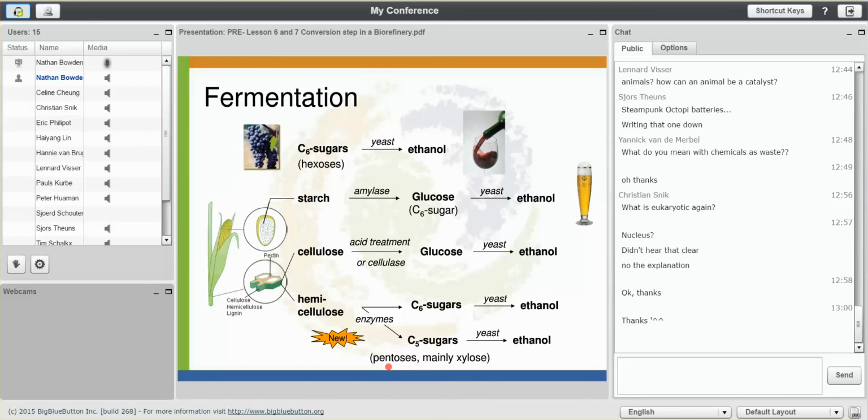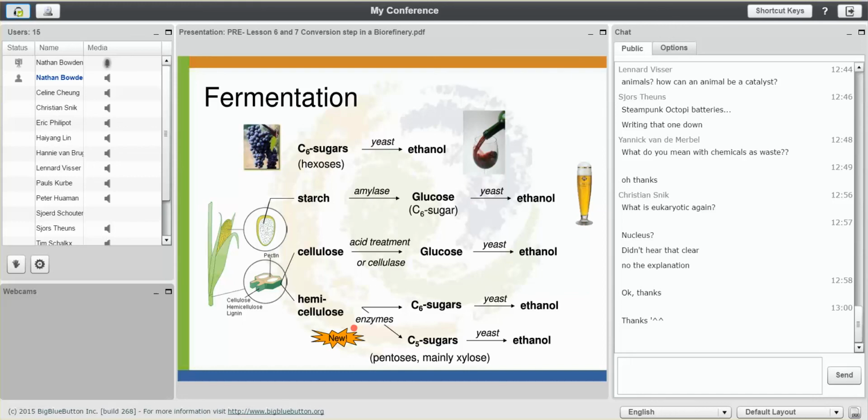So here are things that you can make from fermentation. These include C6 sugars with yeast to ethanol; starch, where amylase produces glucose, then ethanol; cellulose to glucose, guess what? Yeast to ethanol; hemicellulose, C5 sugars, yeast to ethanol. All of these pathways produce ethanol: beer, wine, most of us enjoy that. Types of fermentation just depend on what your starting fuel is.